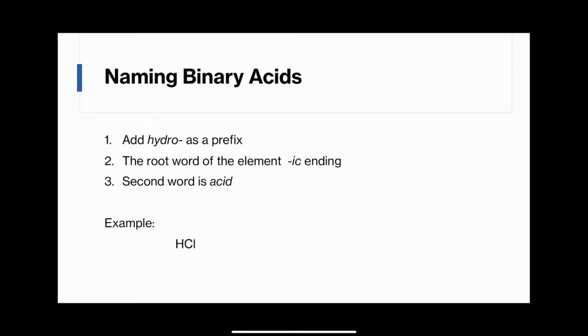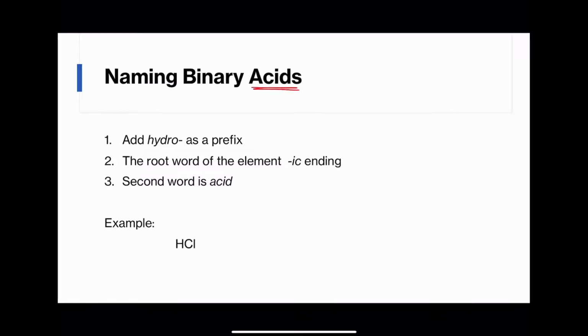Okay, now we're going to talk about binary acids. We've also talked about that in the ionic sense, so it's about the same, just a little bit of tweaking. So here are your steps. The first one is add hydro as a prefix, and then the root word with the ic ending, and then the second word being acid. So every single acid ends in acid.